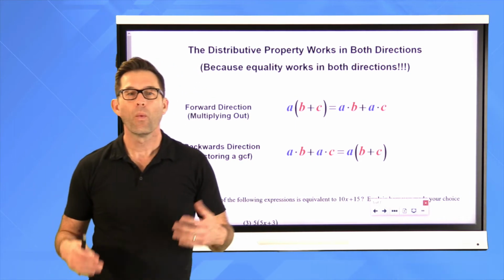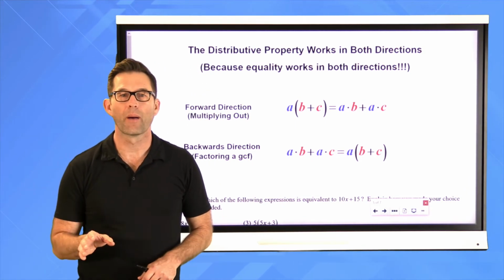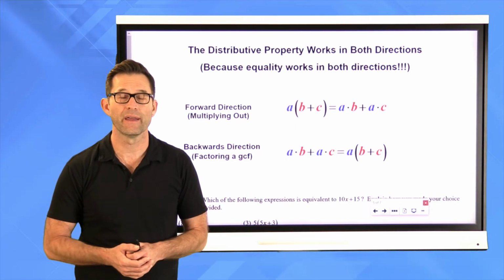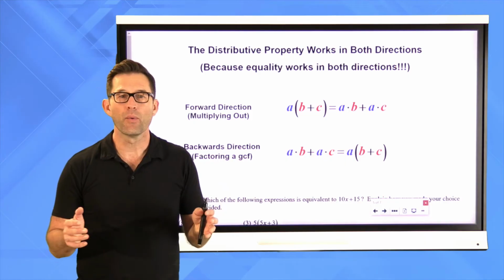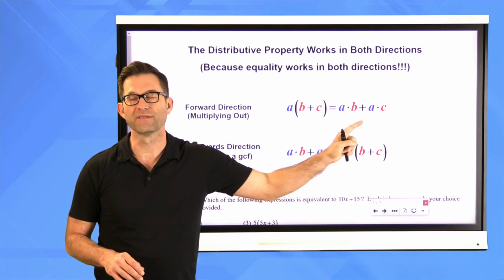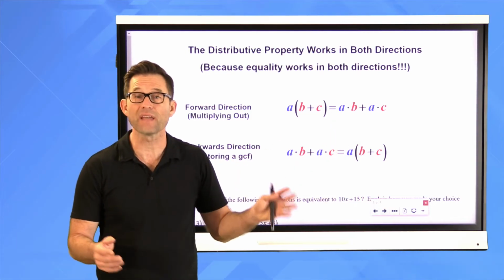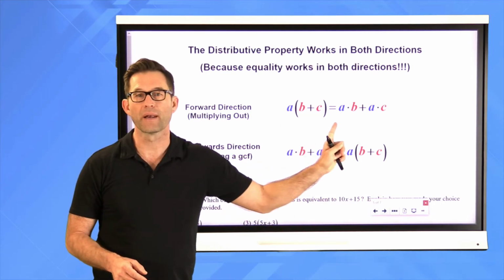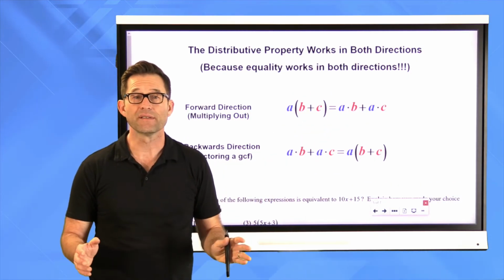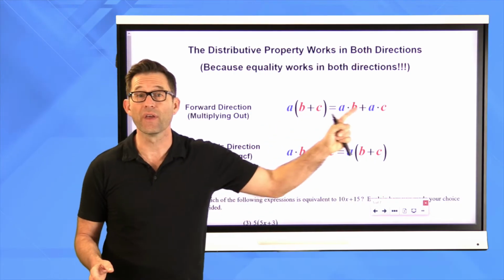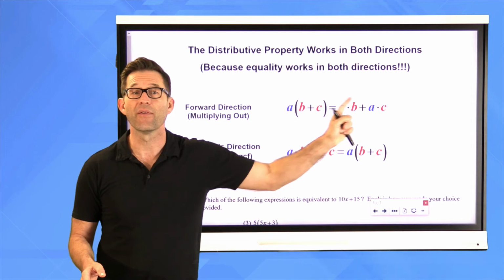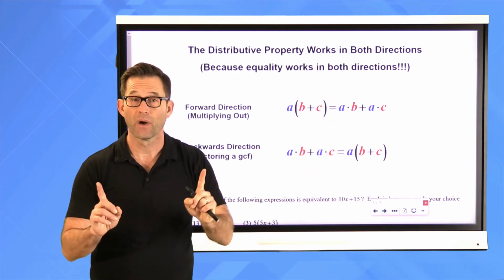Now, one thing that's critical is that the distributive property works in both directions, and that's because equality works in both directions. All right? So oftentimes people, when they look at something like the distributive property, a times b plus c, and oh, it's a times b plus a times c, they say, well, that's the deal. It's telling us that whenever there's a number outside of parentheses or a variable or something, I should multiply it through. And it really doesn't say that. What it says is that these two things are equivalent, right? That's what equals means. The thing on the left and the thing on the right are the same, all right?